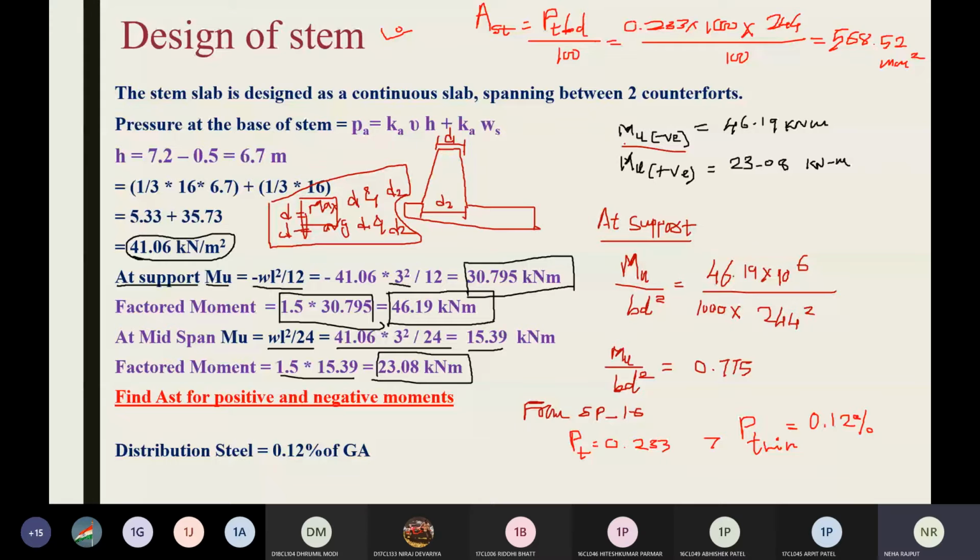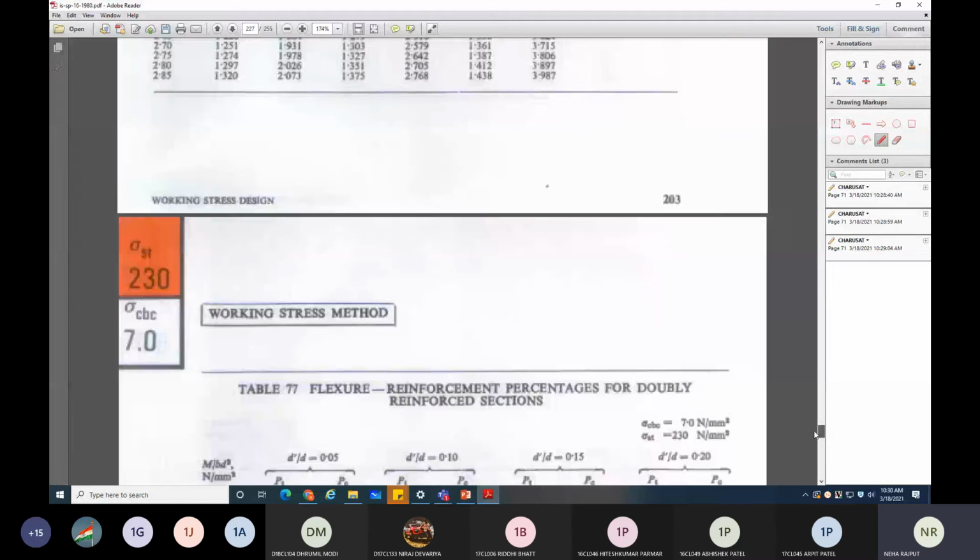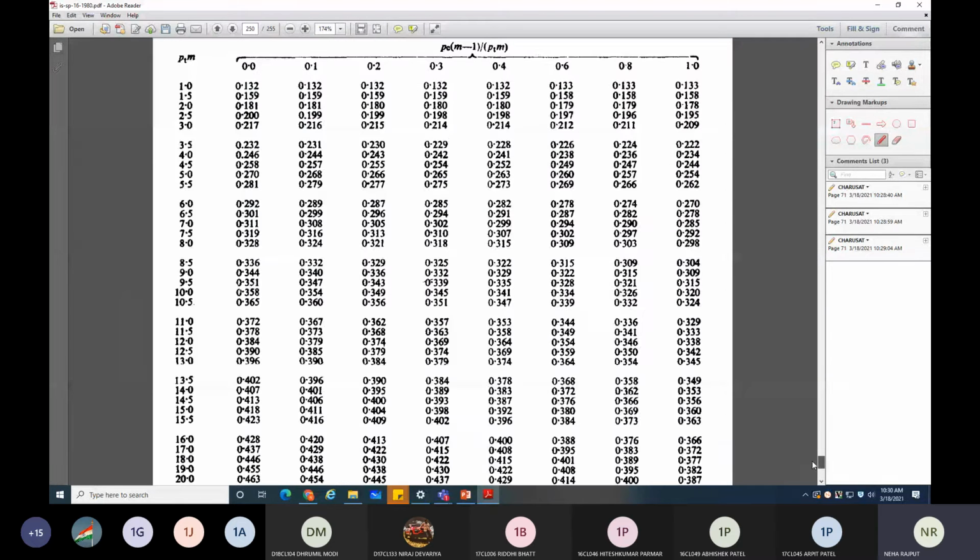Now again I am using SP16. Again I am using SP16. So in SP16, page number 228 or 229.